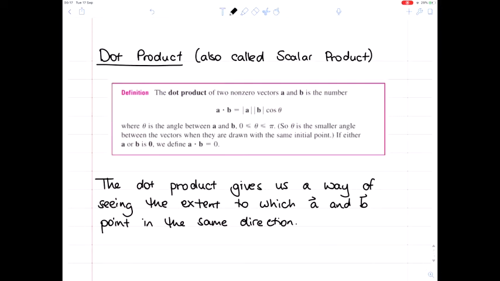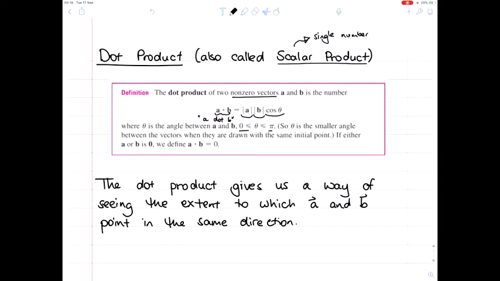So our dot product is also sometimes called the scalar product because the result gives us a scalar. Remember, a scalar is a single number. So how is this dot product defined? Well, it's only defined for non-zero vectors, and it is defined, so our a dot b, which we would read as a dot b, is equal to the length of a times the length of b times the cosine of the angle between them, where the angle between them lies between 0 and pi.